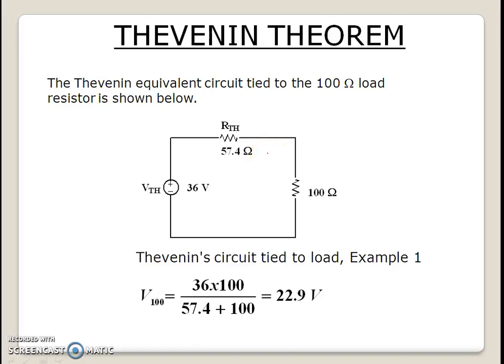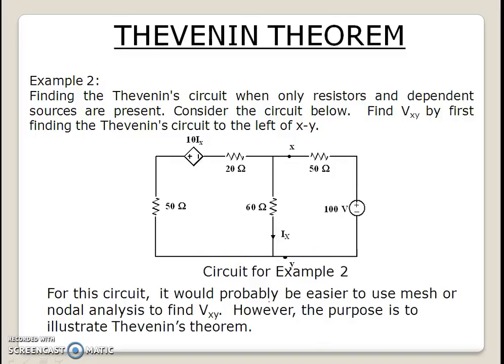So now we can replace the network across A and B with the Thevenin's voltage in series with the Thevenin's equivalent resistance, across the terminals A and B, that is the load 100 ohm. Once we replace the network, we can easily find out the voltage across 100 ohm, which is 22.9 volts.